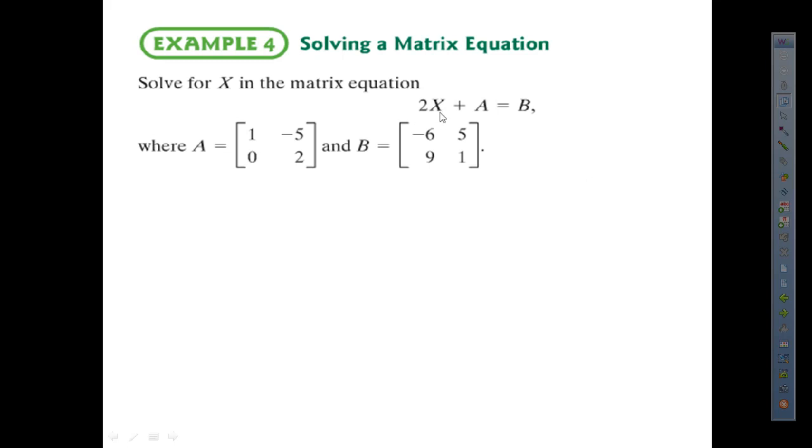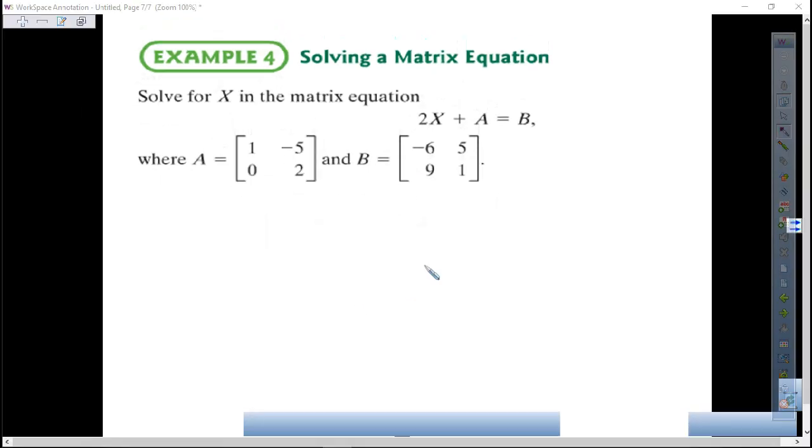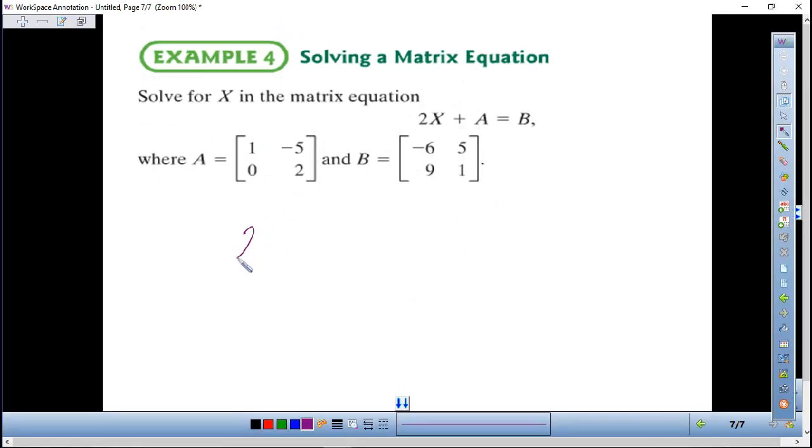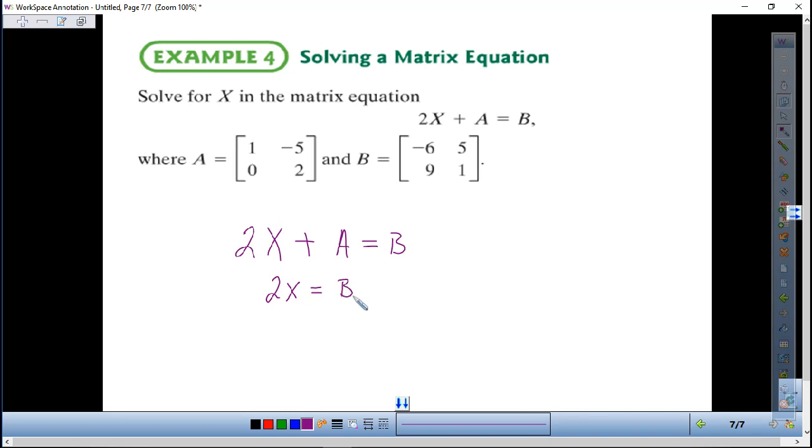All right, so if we have 2 times x plus a equals b, we want to find what matrix x is. So we have 2 times x plus a equals b. And if we want to solve for x, before you do anything with the matrices, you can go ahead and rearrange all this stuff. What would we do algebraically to solve for x? You would subtract a from both sides. So you're going to get 2 times matrix x is equal to matrix b minus matrix a.